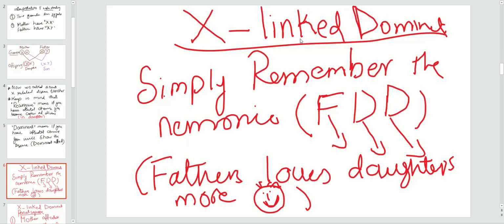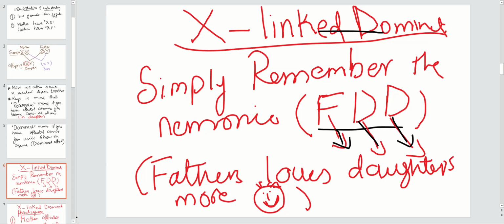Now come to the next topic. For X-linked dominant, I want you to just remember this mnemonic, that is FDD. So what is that? Father, daughter, dominant. Again, I'm repeating, FDD is father, daughter, dominant. So what you have to remember in case of X-linked dominant disorder is that the father will transmit the disease to all the daughters. So all the daughters of the affected father in case of X-linked dominant will get the disease. How can you remember this? Just remember that father loves daughter more, right?